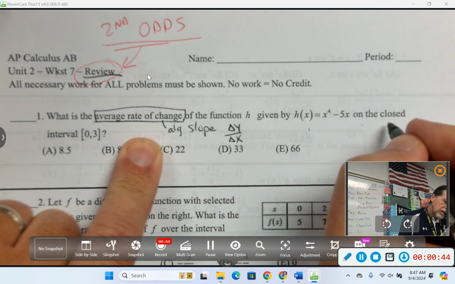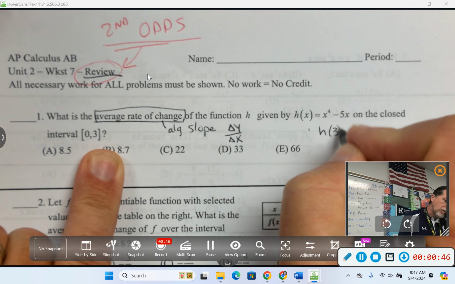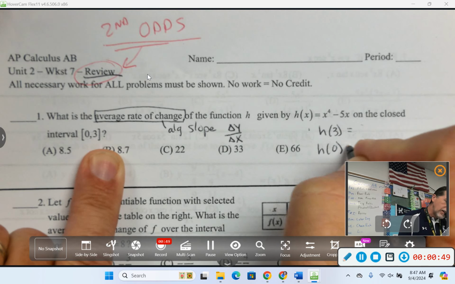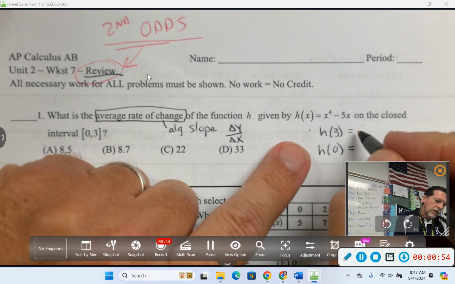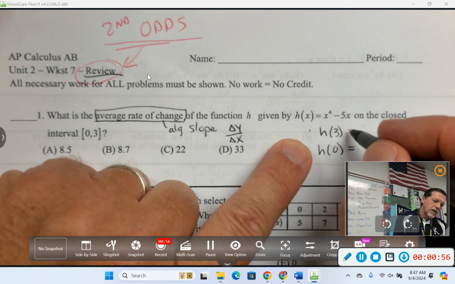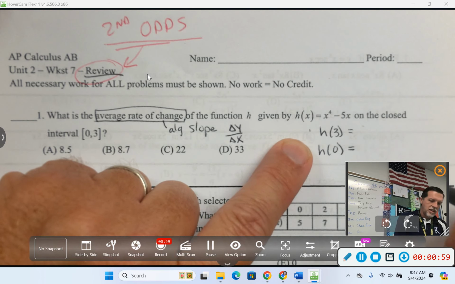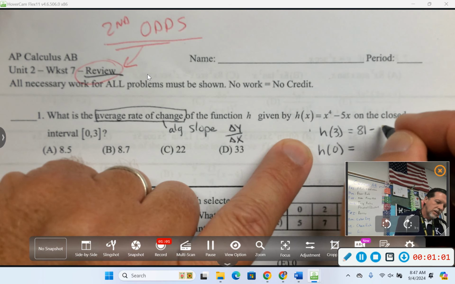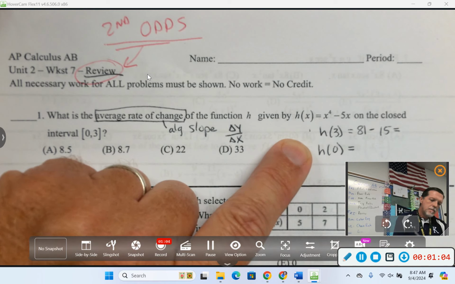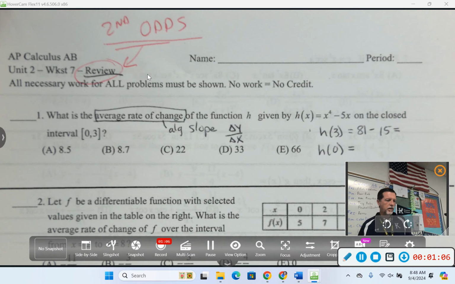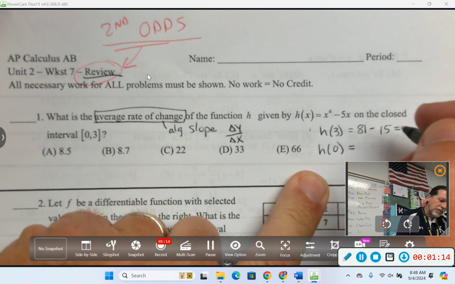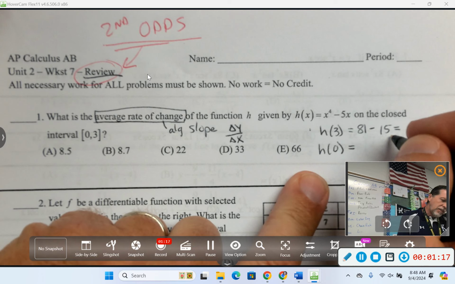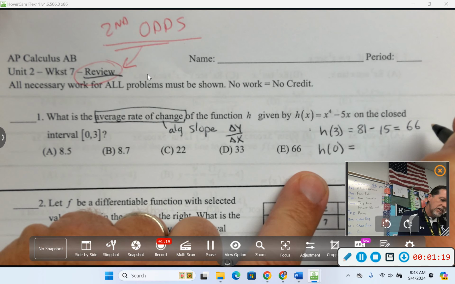So from 0 to 3. So I need h of 3 and h of 0, and then I'll just do good old Algebra 1 slope from there. H of 3, 3 to the 4th. 3 cubed is 27. Times 3 is 81. 81 minus 15. I could do some safe stopping in here, except that it's multiple choice, so I'm going to have to simplify everything. 81 minus 15, that would be 66.